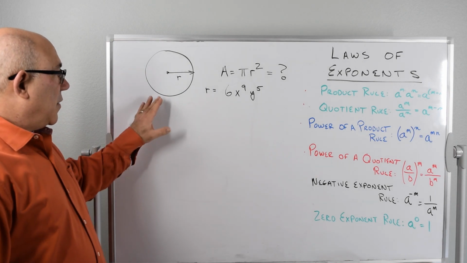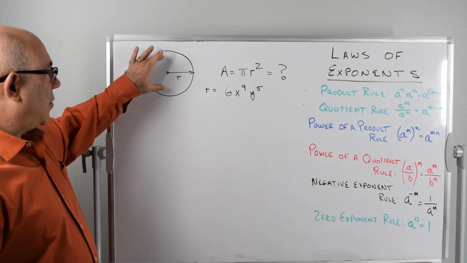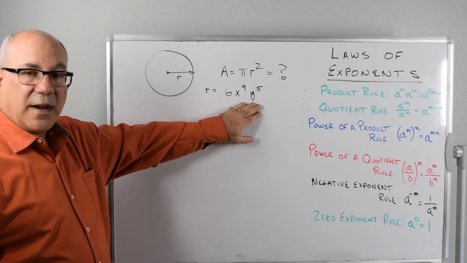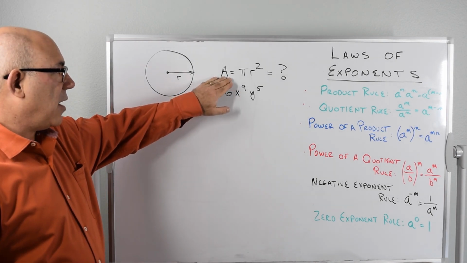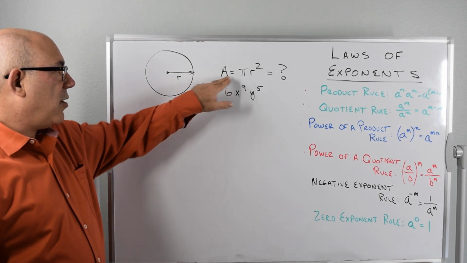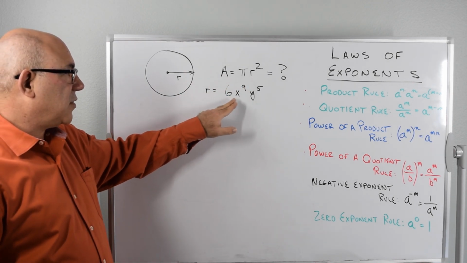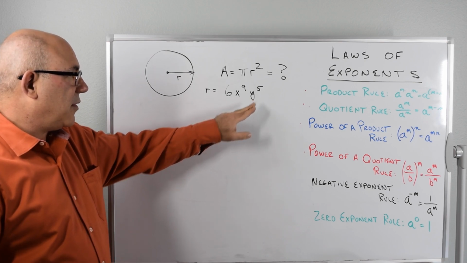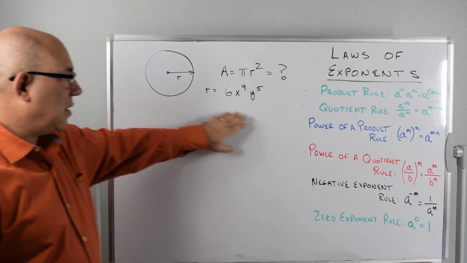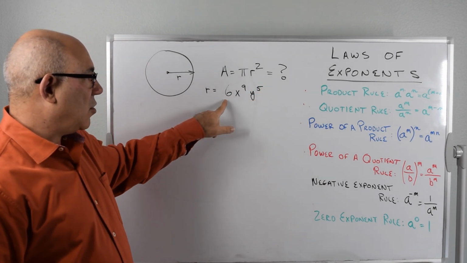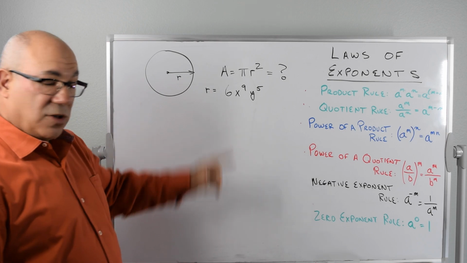Okay? So we have another geometry problem. In this case, we have a circle with radius 6x to the 9th, y to the 5th, and we need to find the area. We know the area of a circle is pi r squared, and r is 6x to the 9th, y to the 5th. So in this case, we can use the power of a product rule, because we're going to square this term, multiply it by pi, and we should get our area.